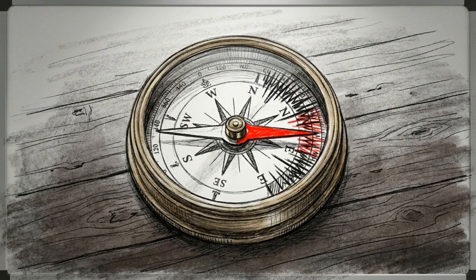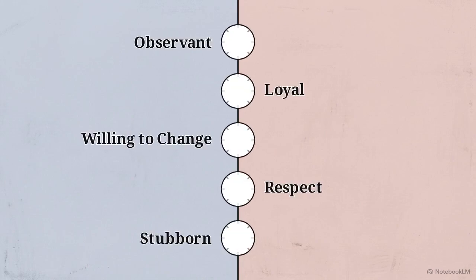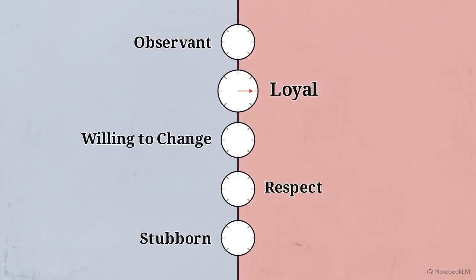This raises an operational question. If an individual drifts deep into negative territory on the right, what mechanisms do they use to navigate back? The framework identifies 5 hinge variables directly on the axis: observant, loyal, willing to change, respect, and stubborn. These are neutral tools. You can be loyal to a destructive habit just as easily as a constructive goal.